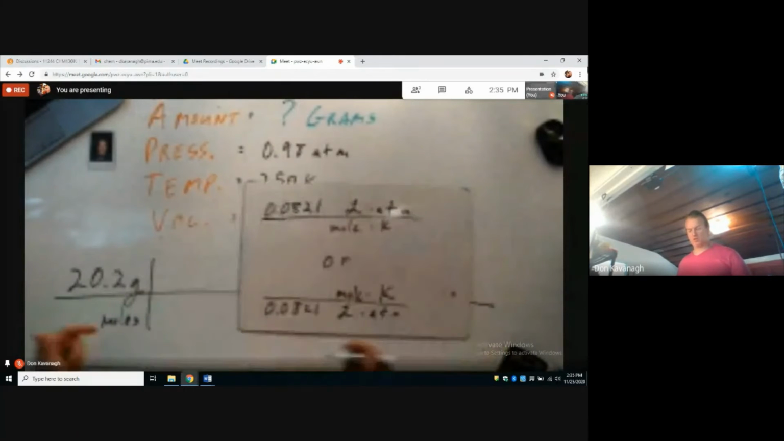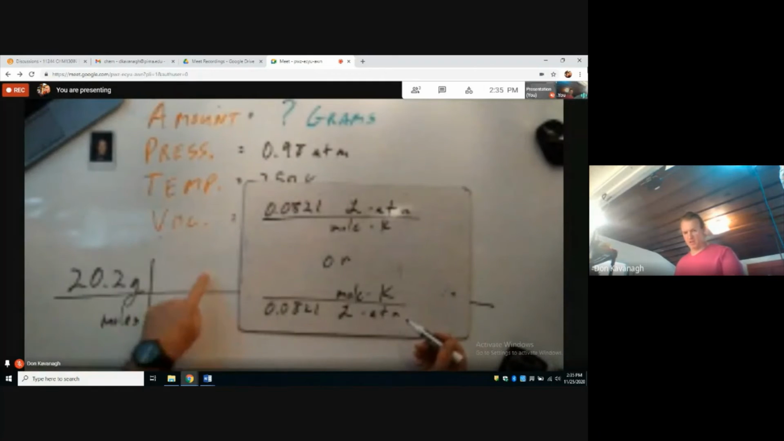We need to choose the version of the ideal gas constant that would cancel out moles appropriately. Since moles is on the bottom here, we need moles on the top here. Which of these versions should we place in our scaffold next? As a brave knight in The Last Crusade, Indiana Jones once said, choose wisely.